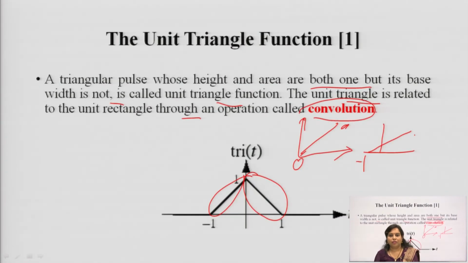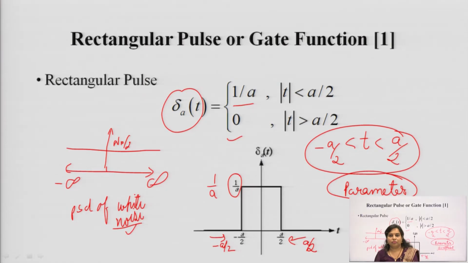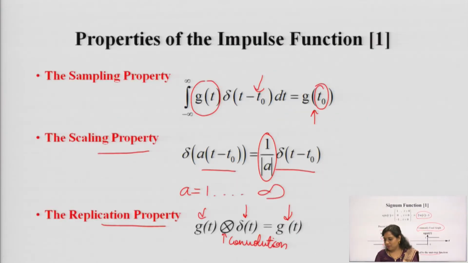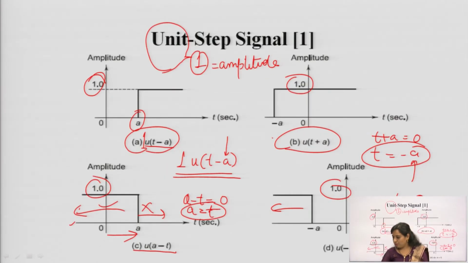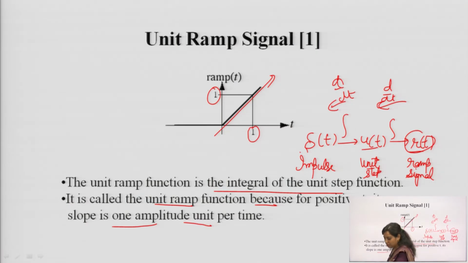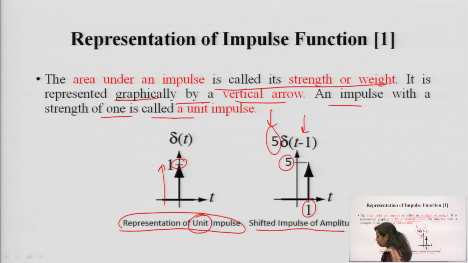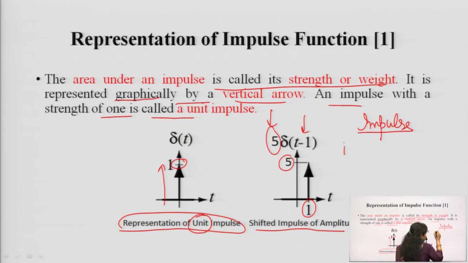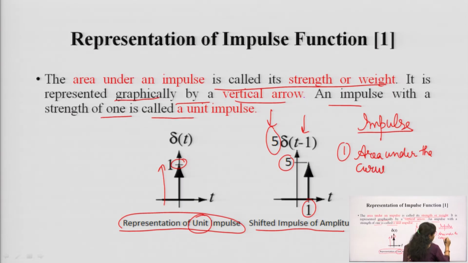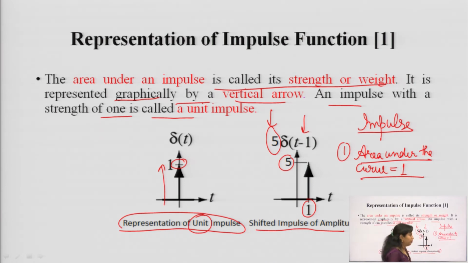So, these are the various functions, various signals that you have seen. I am going to show you some of the properties related to this impulse function also, like 3-4 points that you have to keep in mind. The first thing is that the area under the curve is unity when we are talking about the unit impulse function. So, the area under the curve will be unity.